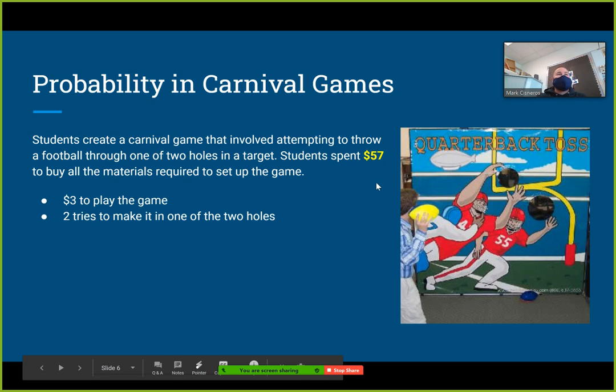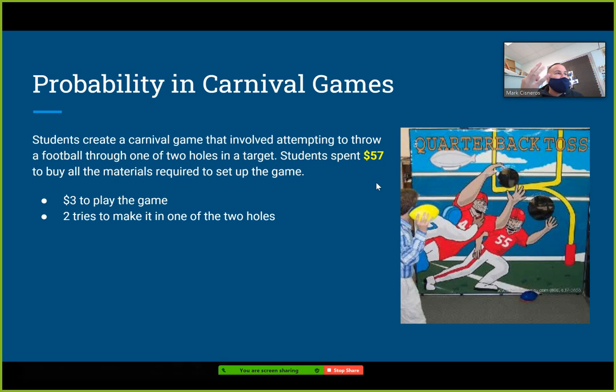Here are the rules. It's $3 to play. Okay, $3 to play the game. And you have 2 tries to make it in one of the holes. It doesn't matter which hole you make it in. You just get 2 tries, 2 throws. Is that fair? No, it's not fair?